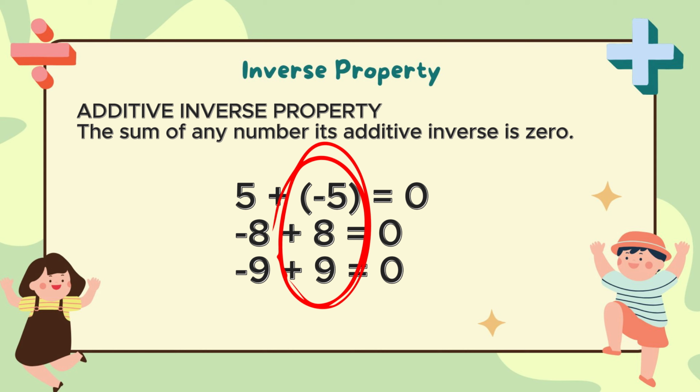Negative 5, 8, and 9 are called the opposite of the first given number. Why additive? Because additive inverse means opposite. So the result is always 0. If you notice the additive inverse property, the answer is always 0.